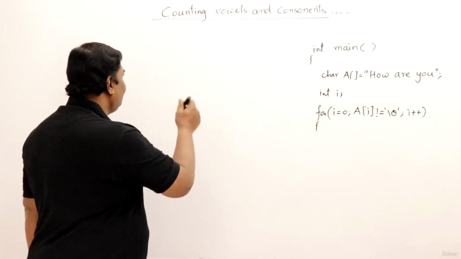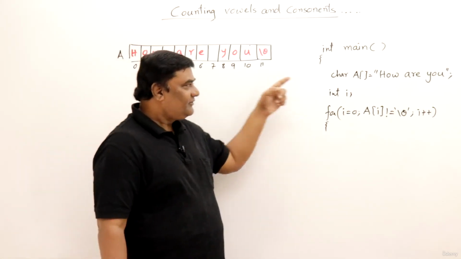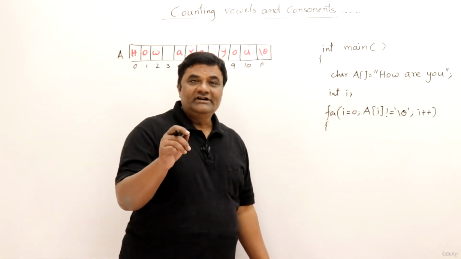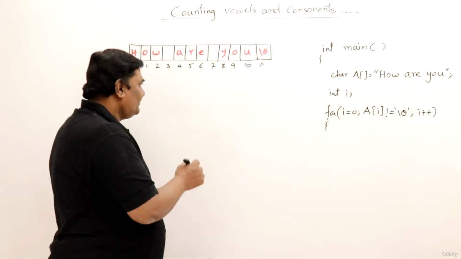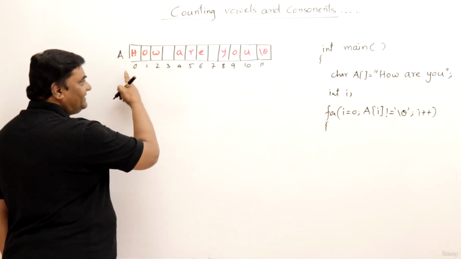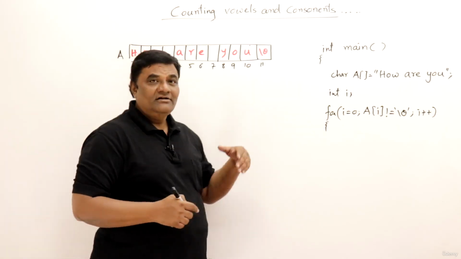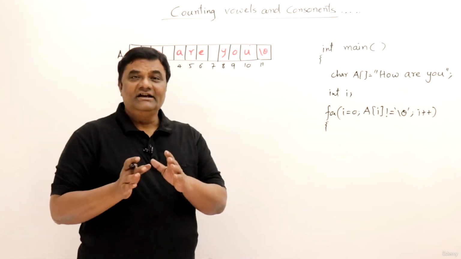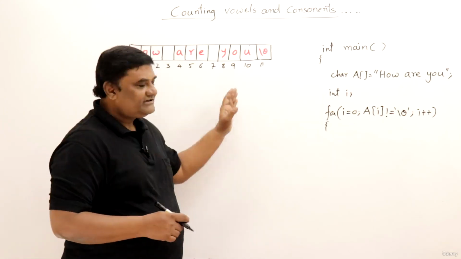So if I draw that string here, I have taken the string in the form of an array. Now counting vowels. So what are vowels? A, E, I, O, U. If it is an alphabet, if it is an A, E, I, O, U, then it is a vowel. So I will take a counter here, and if any alphabet is a vowel, I will increment the counter. So for that, I have to scan through this string.